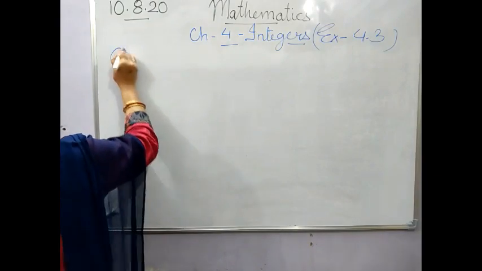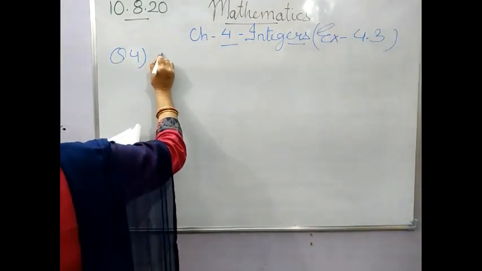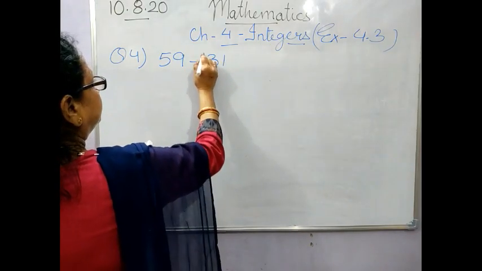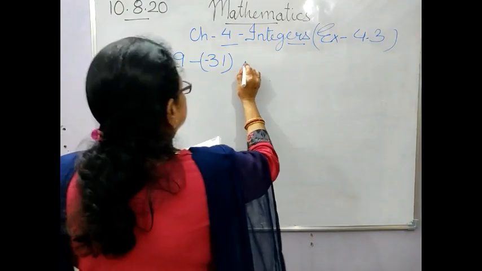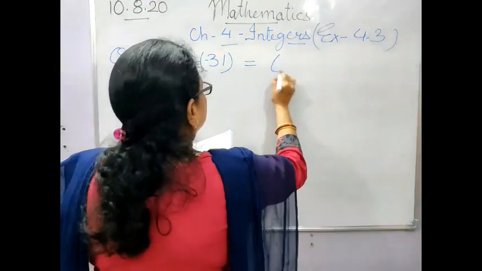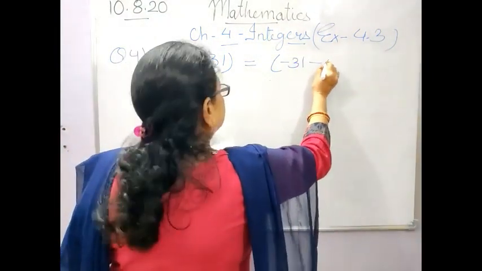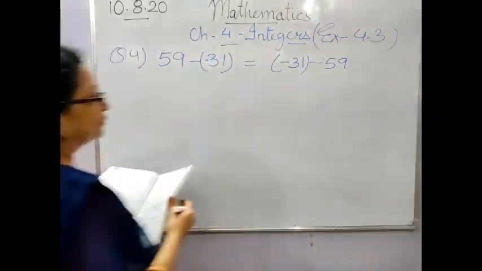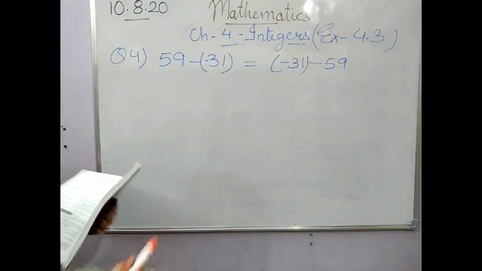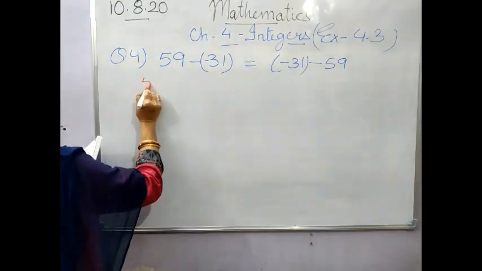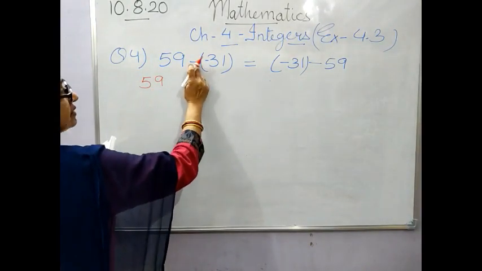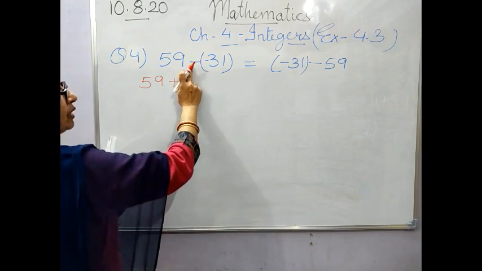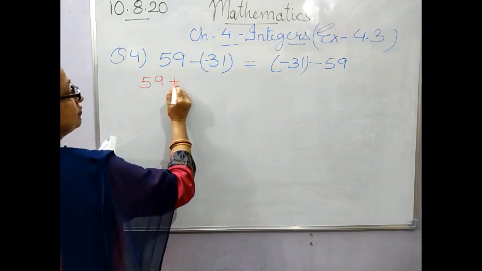It is question number 4. It is 59 minus 31 is equal to minus 31 minus 59. This is like this. Okay. Now we will solve it. Plus 59, minus and minus becomes plus, or when the minus is inside the outside, the inside sign will change. So it will become plus.